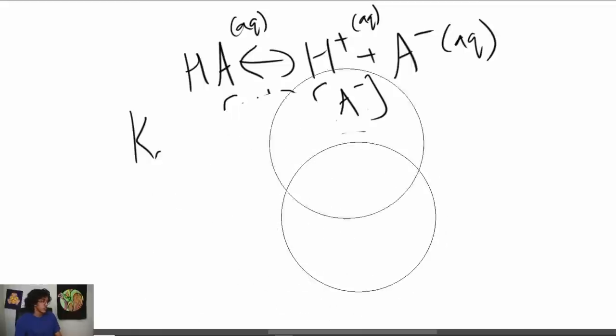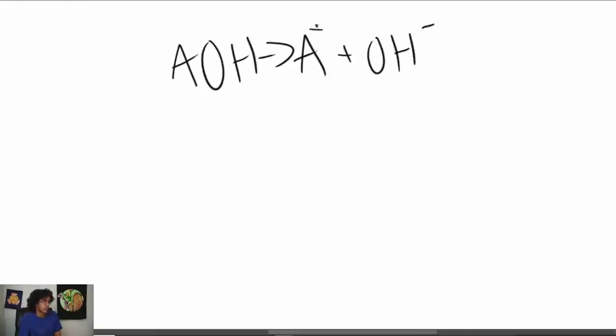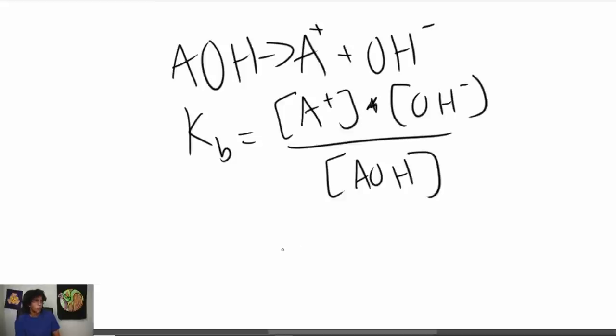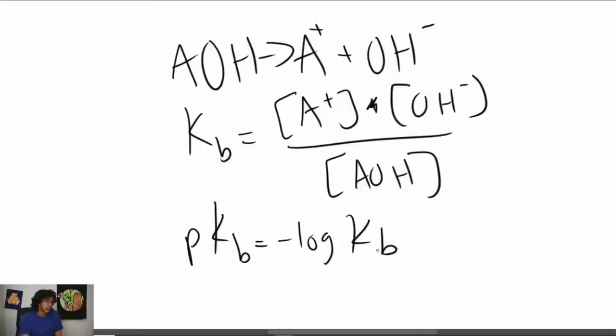Before we get into an example of how to use that equation, let us talk about the base side of it. Essentially we have AOH yields A plus and OH minus, and we could write our equation. Kb, the base dissociation constant, is equal to A plus times OH minus over AOH. And pKb is the same thing, so it is going to be the negative log of Kb. Pretty straightforward. Let us use it to determine some pHs.